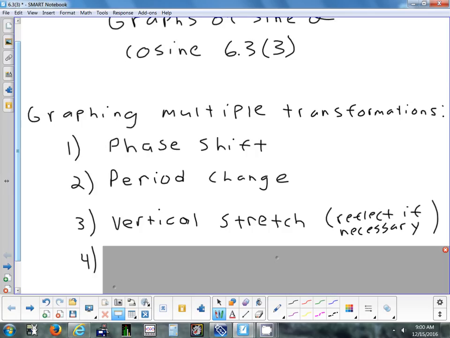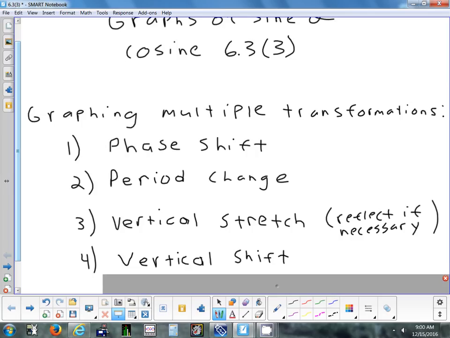And in terms of, well, should I stretch it and then reflect it, or should I reflect it and then stretch it? It doesn't matter, as long as you do both of these transformations, if necessary, in the same step. It doesn't matter which one you do first. If it's a reflection, the number is negative, right? Yes. And then the last transformation you do is the vertical shift. This is the exact same order we've been studying all year with every function we've done.